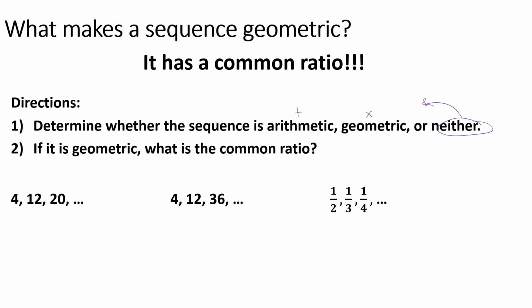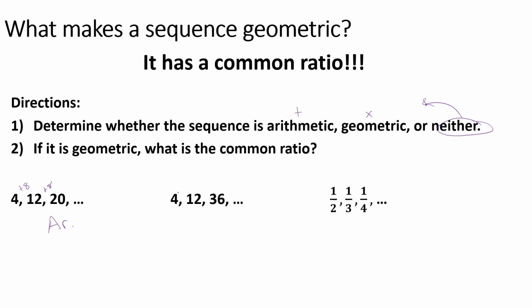So let's look at our first example. 4 times 3 is 12. 12 times, no, that's not 20. 4 plus 8 is 12. 12 plus 8 is 20. So we're dealing with an arithmetic sequence.